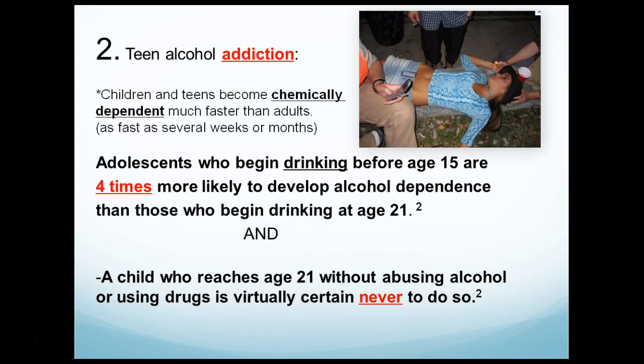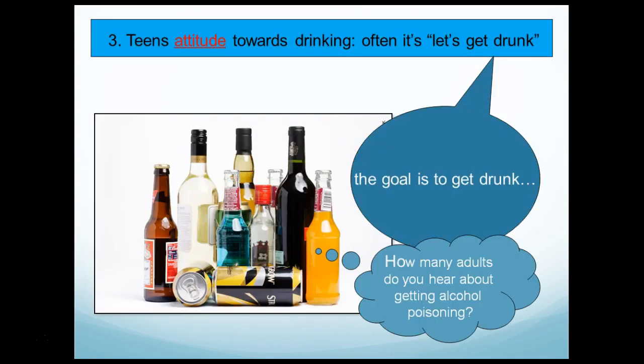And here's the really important thing. A child who reaches the age of 21 without abusing alcohol or using drugs is virtually certain to never do so. So if you can postpone that first drink until after 21, guys, you are virtually never going to become an alcoholic. I think that is a really powerful thing. And when we know that alcoholism runs in families, I think that is super powerful to know.